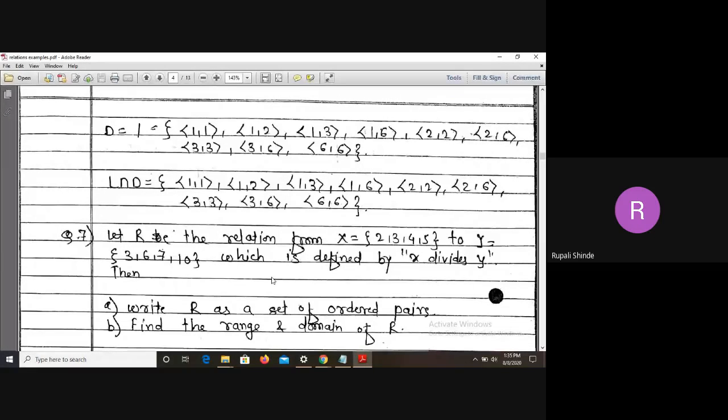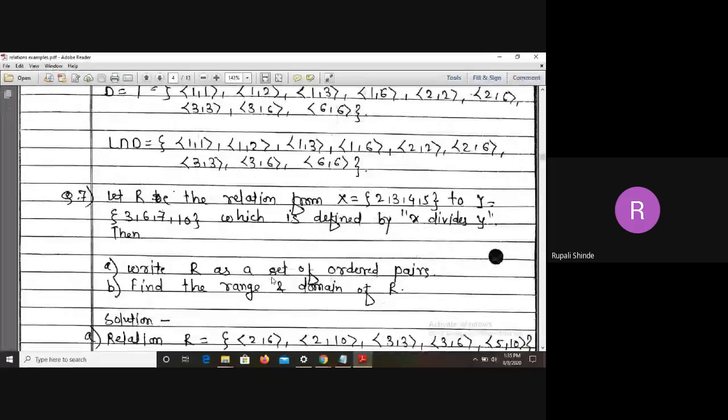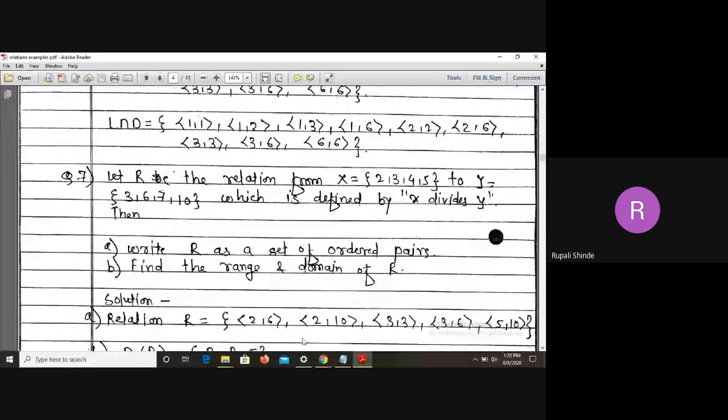Now for 3 we can write 3 comma 3 as 3 divides 3, then 3 comma 6. Now for 4, I think there is no order pair for element 4. For 5 we can write 5 comma 10. So all these order pairs we can include in relation R. Now check here, in each and every order pair, the first element divides the second element.